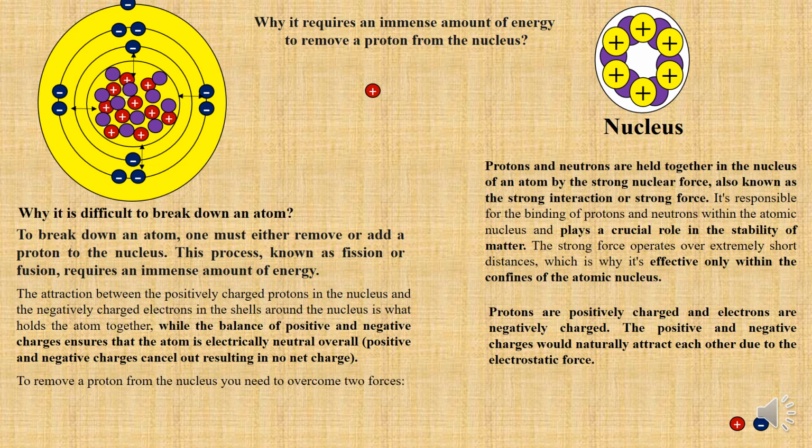So therefore, to remove a proton from the nucleus, you need to overcome two major forces. One is the strong nuclear force that holds the protons and neutrons in the nucleus of an atom, and the other is the electrostatic force of attraction between the positively charged protons in the nucleus and the negatively charged electrons in the shells of the respective atom. So now you know why it is difficult to break down an atom.